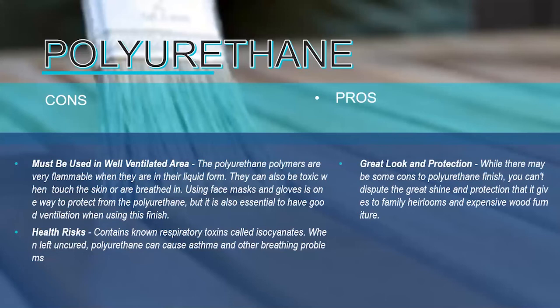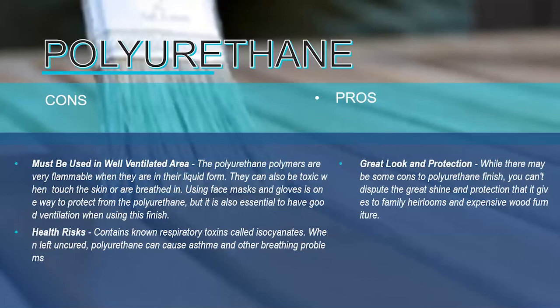The next con that we could receive is that polyurethane will make our health risk increase and put us in danger. It is because polyurethane contains a respiratory toxin called isocyanates. So when it is left uncured, polyurethane will cause asthma and other breathing problems. However, even though it brings disadvantages, polyurethane gives a great look, shine and protection to our furniture.